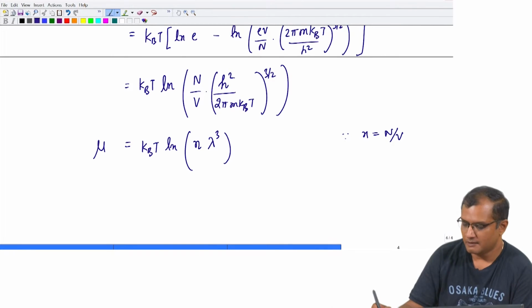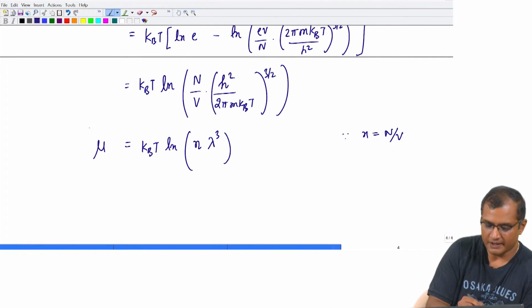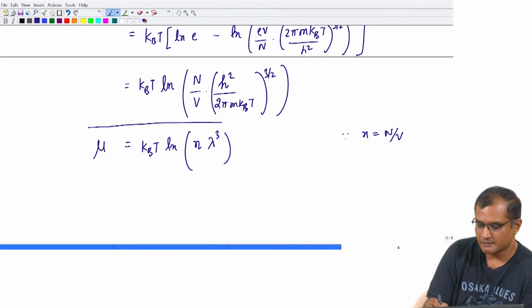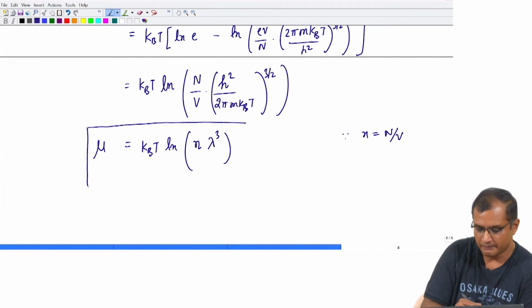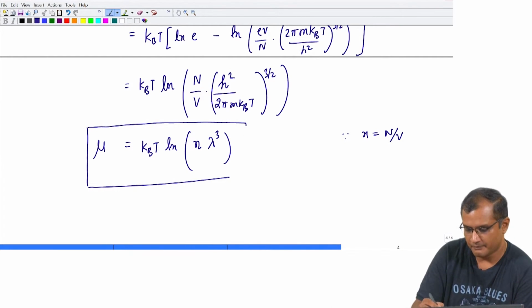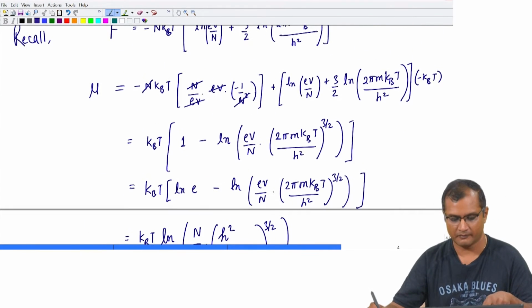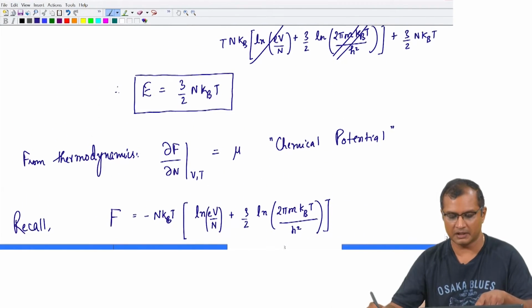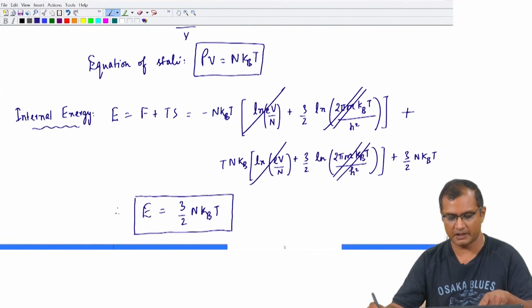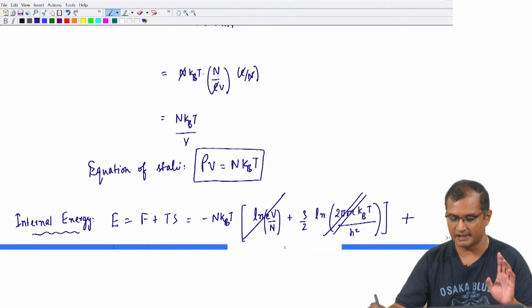Let me write down the three results that we have obtained here. We obtained the chemical potential, we obtained the internal energy, and we obtained the equation of state for the ideal gas.